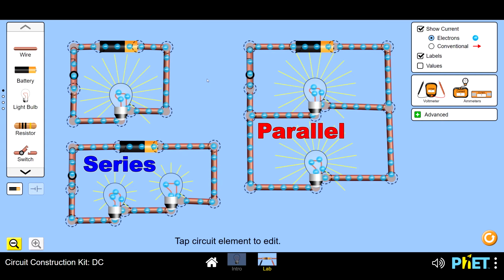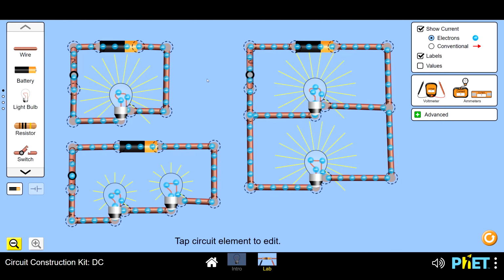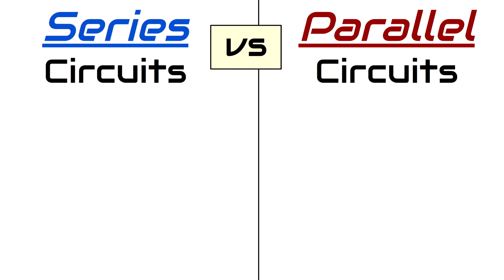Now you can see three circuits in front of me. In the top left is a really simple circuit, in the bottom left is a series circuit, and on the right is a parallel circuit. We're going to build up to understanding how these three work in a moment, but first let's give some basic definitions. What is a series circuit?